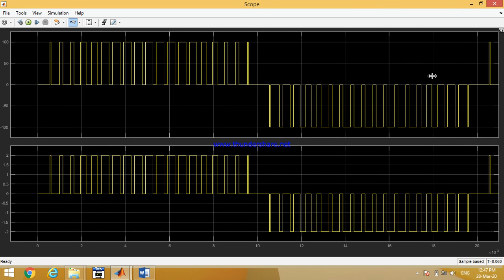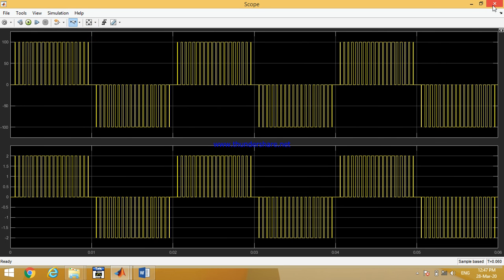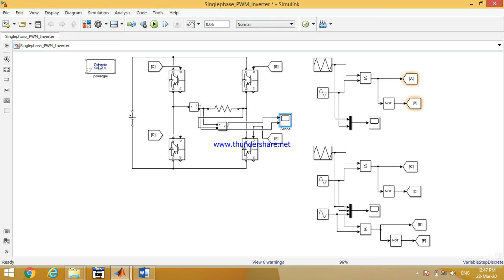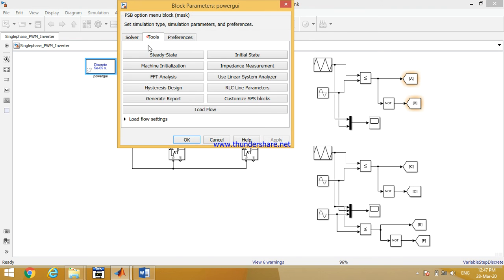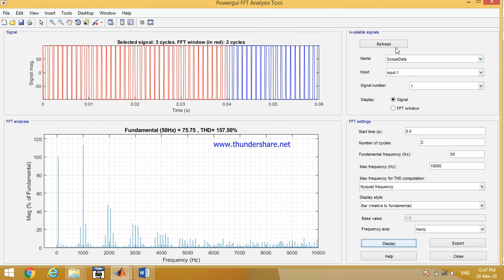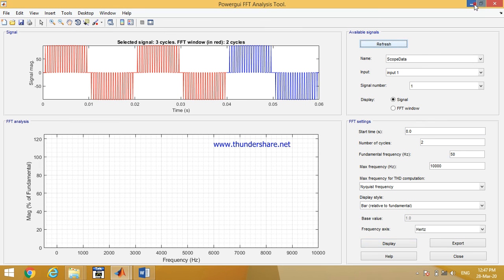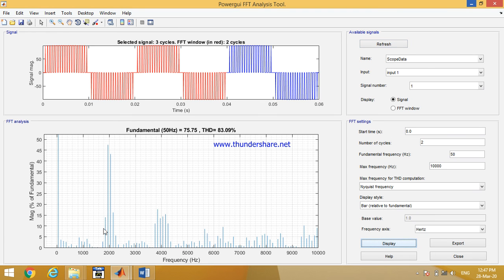See friends, this is our output voltage waveform of the sine wave. Now we can also check the harmonic components of this output voltage waveform, right? So we go again to the FFT block, FFT analysis, refresh it, right? All the data will be the same, right? And display. So here is the total THD component in the output voltage waveform, right? So this is the THD graph of the output voltage waveform that we are getting, right?